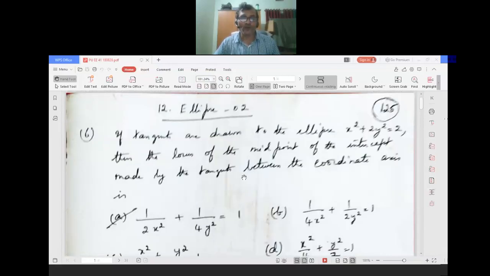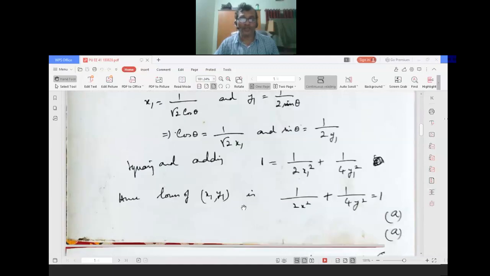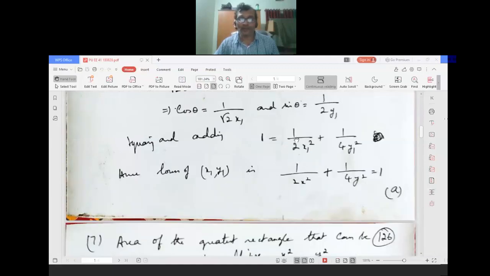So we have to find here the locus of the midpoint of the intercepts. That is, squaring both sides, theta will go because theta is a parameter. I get cos squared theta plus sin squared theta is equal to 2 x1 squared plus 4 y1 squared, and cos squared theta plus sin squared theta is 1. So 1 equals 2 x1 squared plus 4 y1 squared. So the locus of the point (x1, y1) is 2x squared plus 4y squared equals 1.